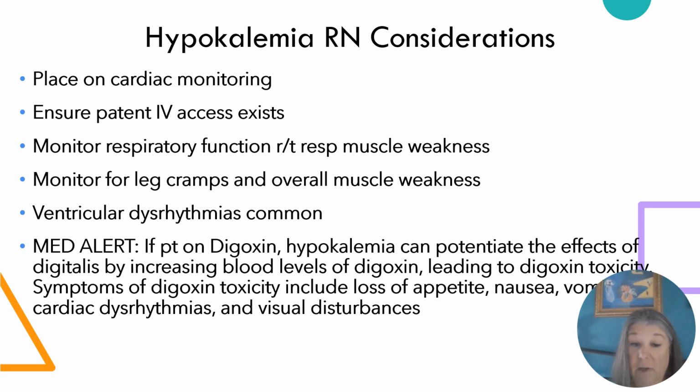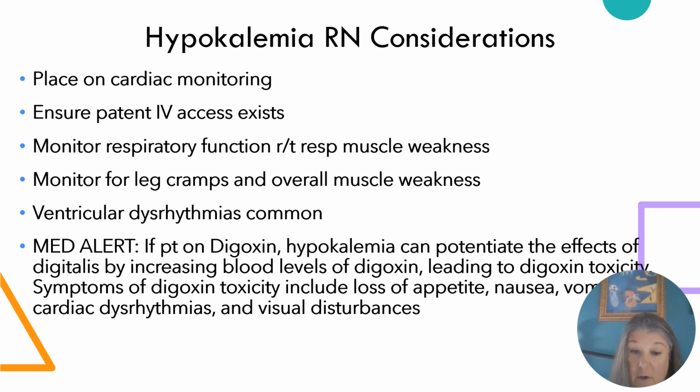We want to look at respiratory function because with hypokalemia, our muscles can be weak, they're tired, they're not firing right? So we can have respiratory muscle weakness. If the body gets too tired to breathe or starts using accessory muscles, the body can give out, and then we're in a code situation. We're going to want to think leg cramps, muscle weakness, ventricular dysrhythmias.